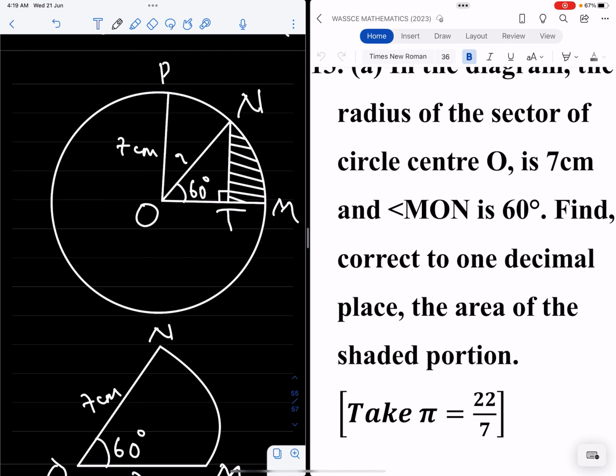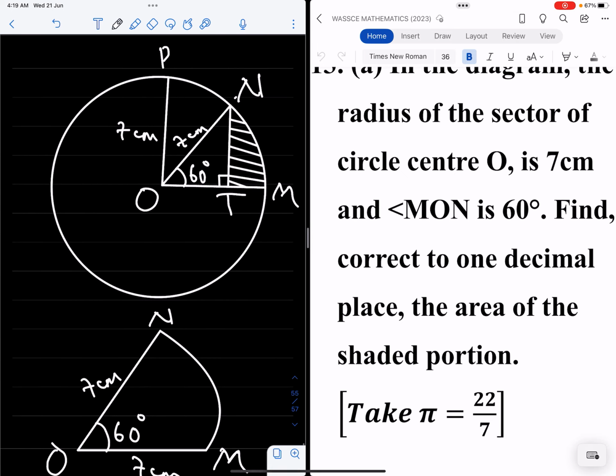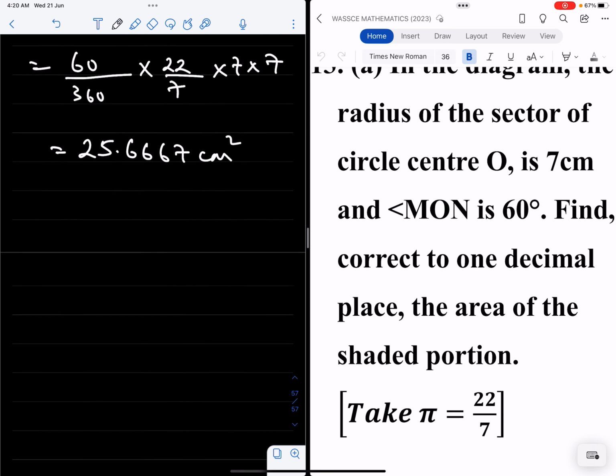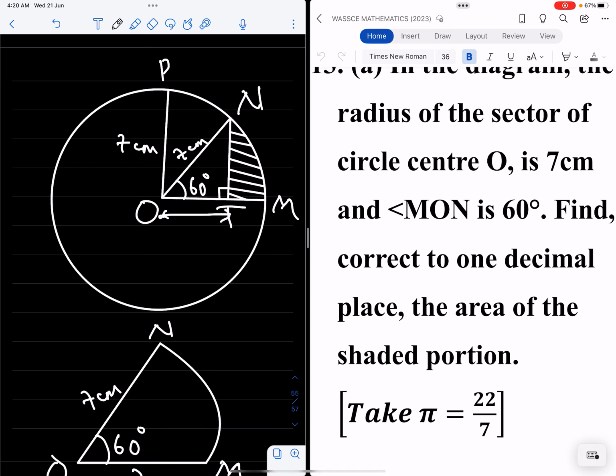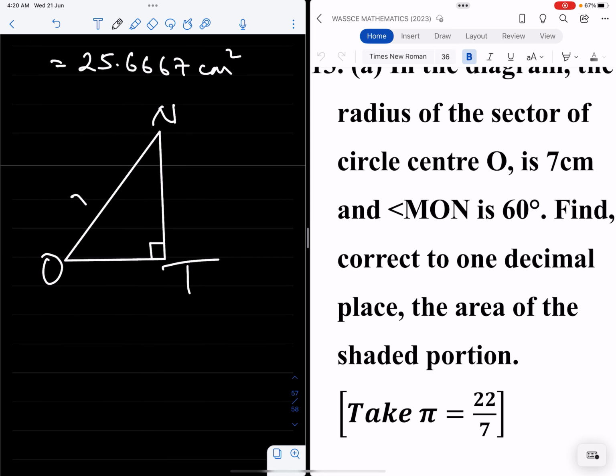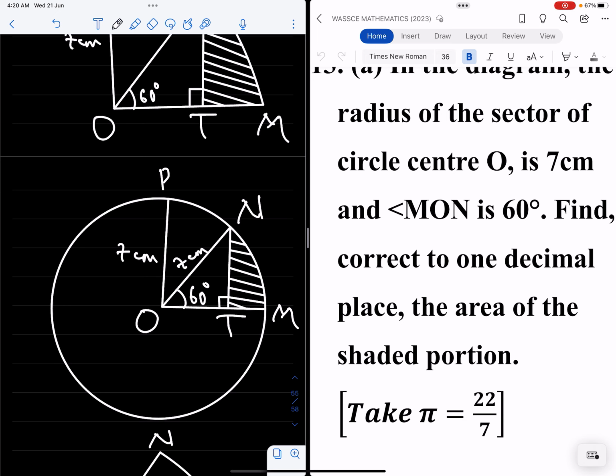Okay, ON is also a radius, I know that. The question is actually simple if you take your time to understand it. ON is 7 centimeters because it's also a radius. That means I can find OT, this length in triangle ONT. This is the right angle triangle ONT. Now, this length is 7 centimeters and angle NOT is 60 degrees.